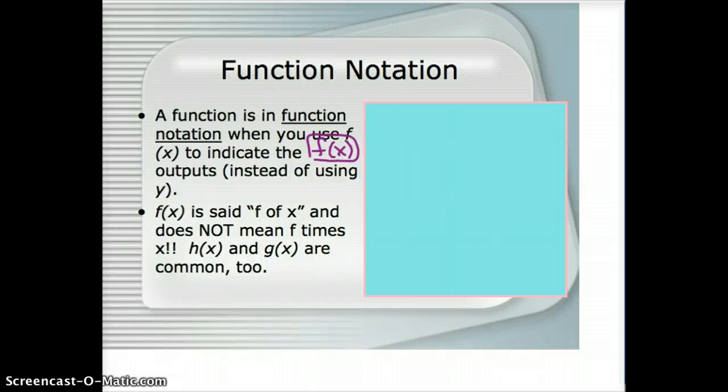It's often common to say h of x or g of x or maybe h of n, or lots of different variables could go in there. Those are common things. F of x, it's just one variable. It's your output. Okay, it means the same thing as y would. So it's just one way of expressing y.